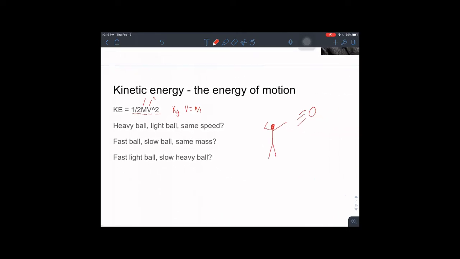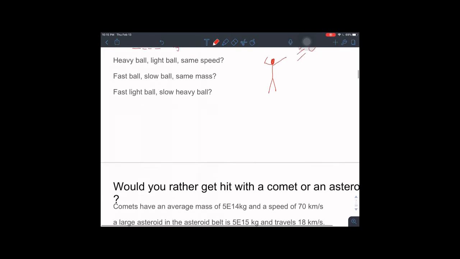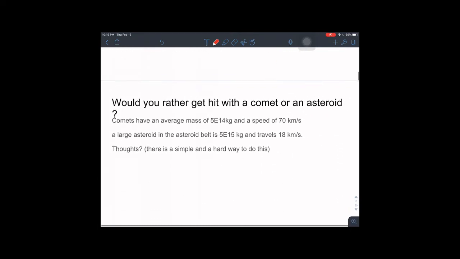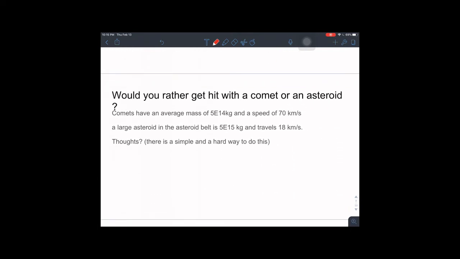So we have some examples here. We know in a heavy ball versus a light ball going the same speed, we know that the heavy ball has more mass and therefore will have higher kinetic energy. The light ball will have less. A fast ball and a slow ball, if they're the same mass, the fast ball will have more kinetic energy because it is going faster at a higher velocity. A fast light ball versus a slow heavy ball, we don't know. Maybe the mass is enough to compensate, maybe the velocity. We're going to do an example problem. It's a fun one. Would you rather get hit with a comet or an asteroid?